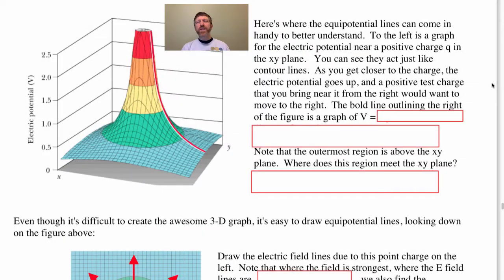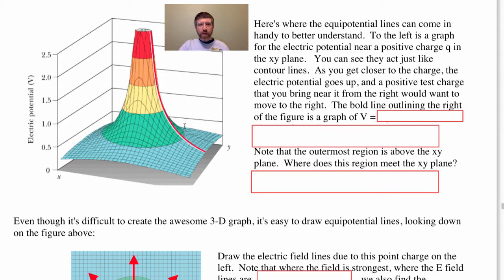Now let's go ahead and explain that last problem using equipotential lines, which are like contour lines. Here is a graph for electric potential near a positive charge Q, which resides in the XY plane. And in fact, this line right there is R equals 0. This green area is a range of potential values.